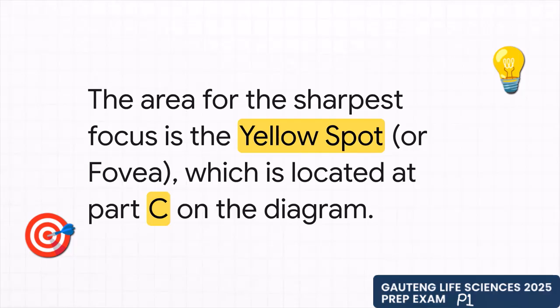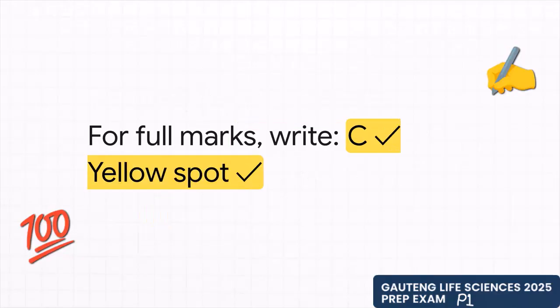And that brings us right back to our diagram. The part responsible for that super sharp focus is the yellow spot, also known as the fovea, and on this diagram, that's labeled with the letter C. So, for full marks, you just need to write down C and yellow spot. Simple, precise, done. Let's move on to the next one.